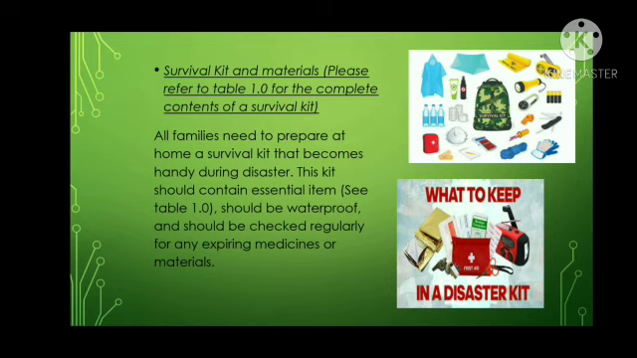Next, we have survival kit and materials. Please refer to Table 1.0 for the complete contents of survival kit. All families need to prepare at home a survival kit that becomes handy during disaster. This kit should contain essential items, should be waterproof, and should be checked regularly for any expiring medicines or materials. So in our Table 1.0 is an example of emergency checklist.